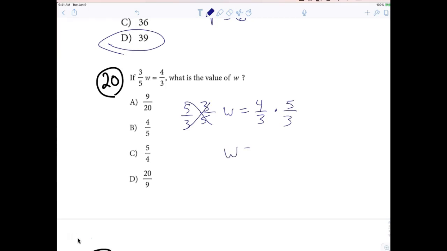Now, most kids make a mistake here because they don't know how to multiply fractions, but we do. What is that? 20 over what? Now, why don't we just say all the numbers? We'll get it right. What is it? 20 over what? 9. Yes, good job. 20 over 9. Very, very good.